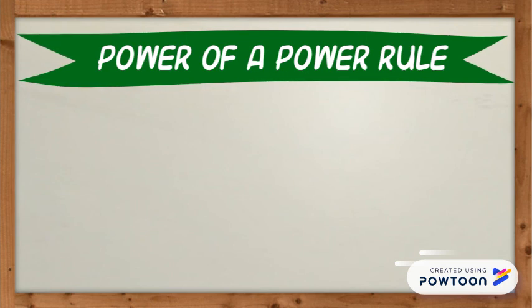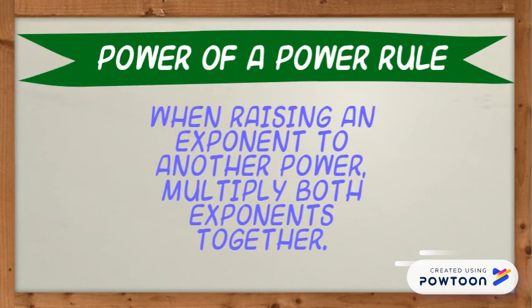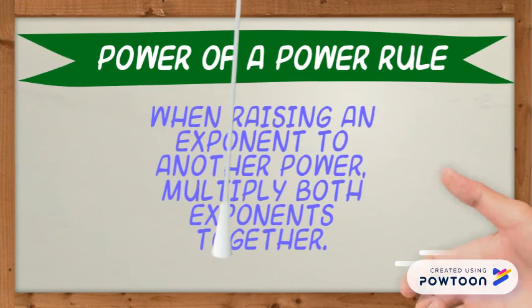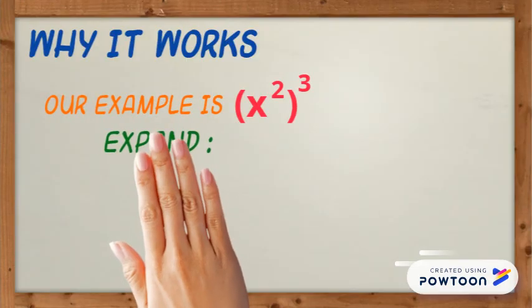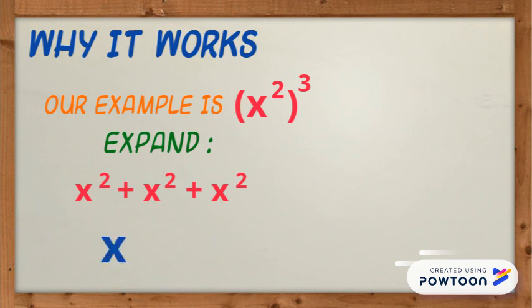Power of a power rule. When raising an exponent to another power, multiply both exponents together. Why it works. Our example is x squared to the power of 3. When we expand, it is x squared plus x squared plus x squared, meaning there are 6 x's total.